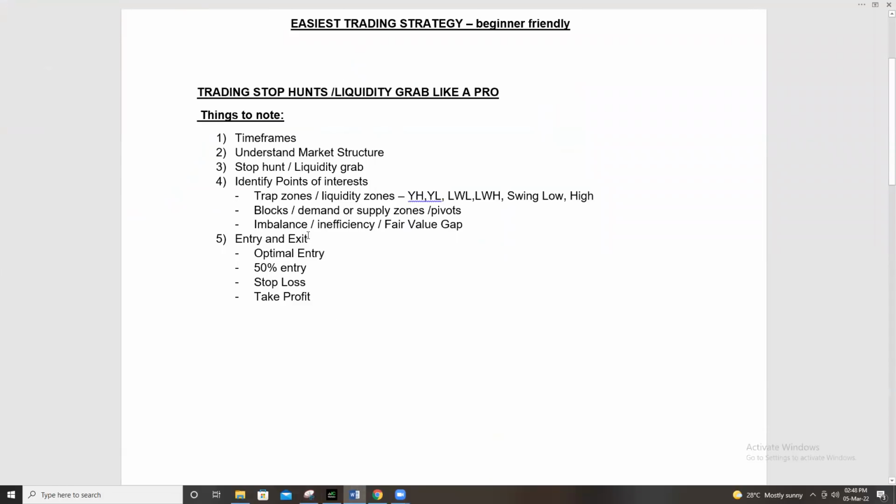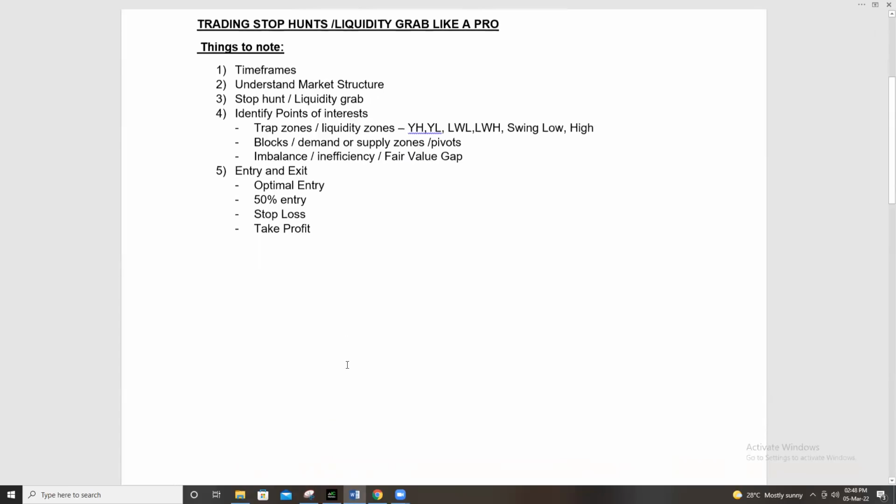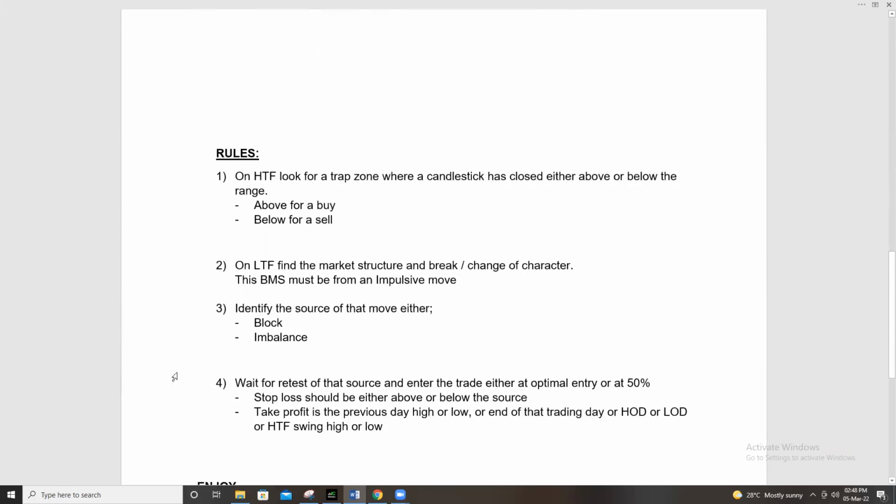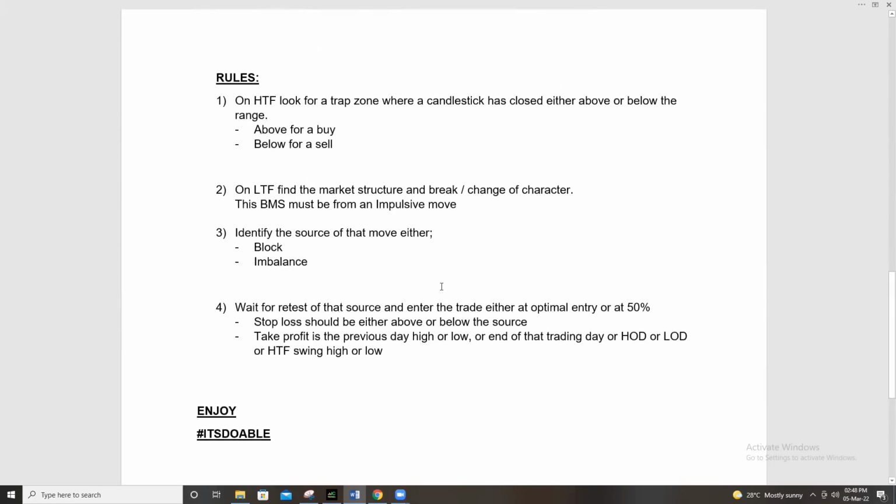So those are the things to note when you want to trade the stop hunts, or what I'll be guiding you on in this video. Next are the rules. Remember, you may know all these, but if you don't know the rules on how to trade the stop hunts, then it won't really make any sense. So here we have the rules. What will you be looking for when you want to trade the stop hunts as a pro?